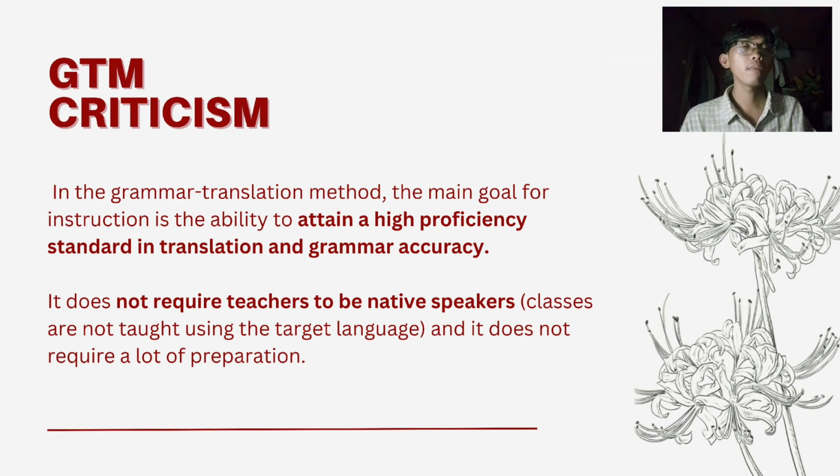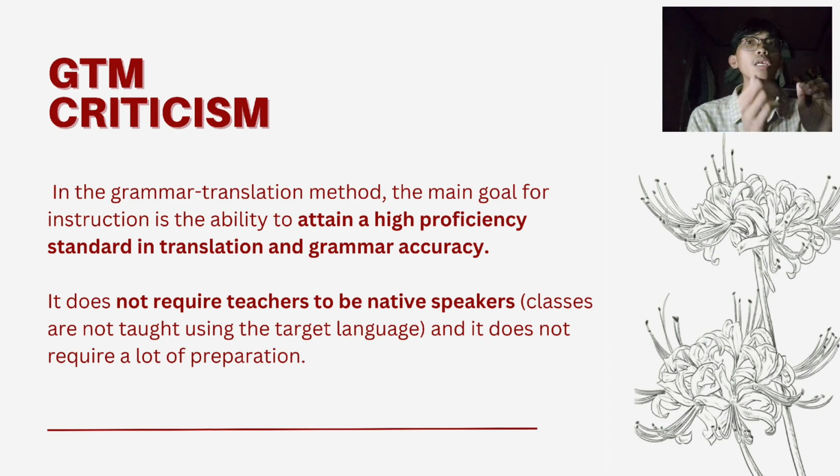In the grammar translation method, the main goal for instruction is the ability to attain a high proficiency standard in translation and grammar accuracy. It does not require teachers to be native speakers. For example, if you are teaching English as a second language, you don't have to be a native to teach. Classes are not taught using the target language, and it does not require a lot of preparation.